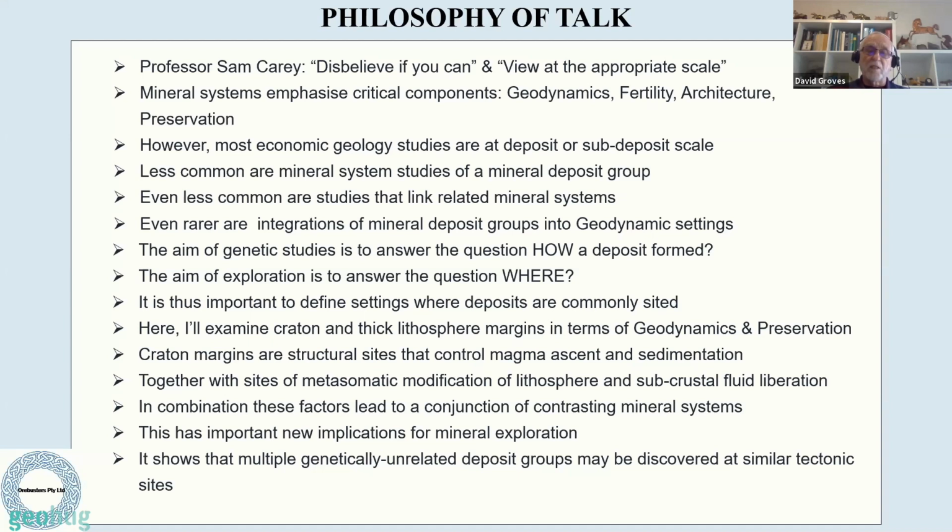Because Craton margins are structural sites that control magma ascent and sedimentation. They're sites of metasomatic modification of lithosphere and subcrustal fluid liberation. And in conjunction, these factors lead to an array of contrasting mineral systems located in very similar positions. And of course, this has implications for mineral exploration. So things that aren't normally thought about in economic geology from an academic point of view can be discovered cheek by cheek if we take a slightly different approach.